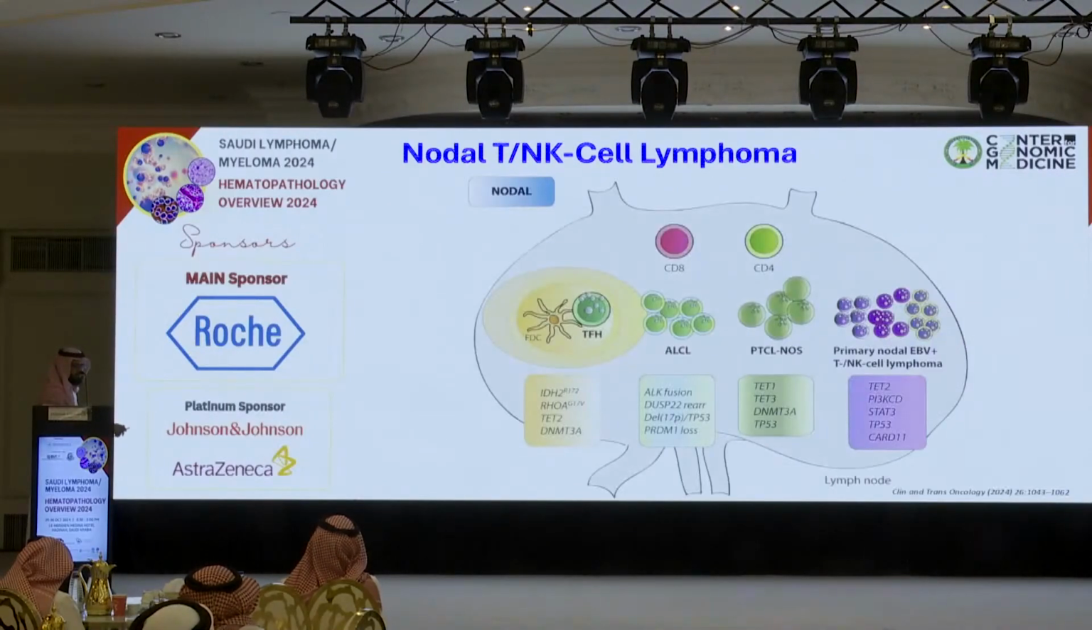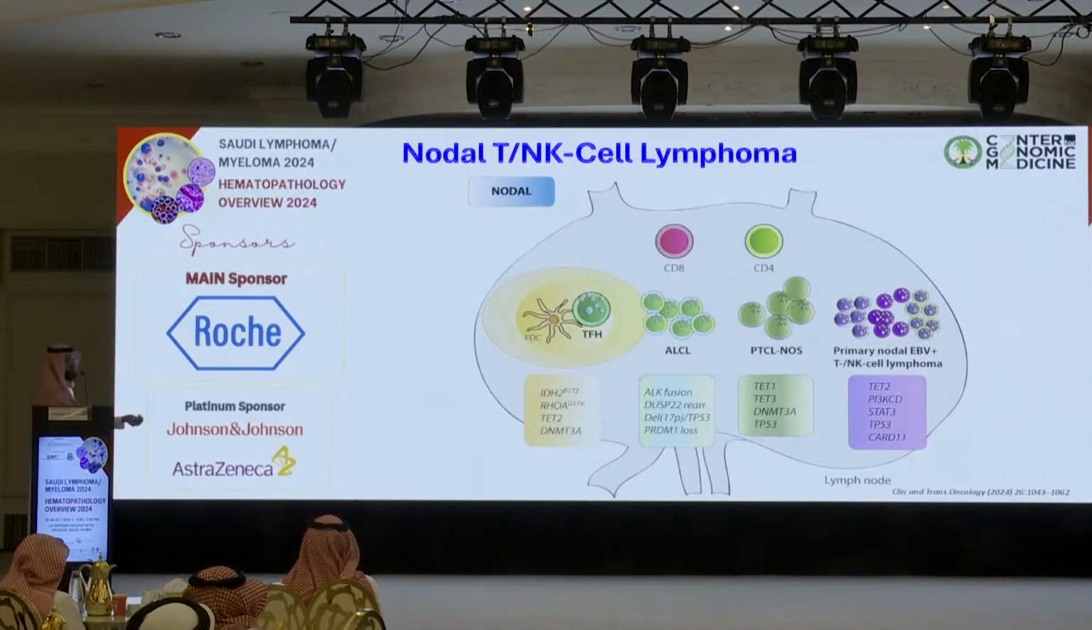So this is a summary of the nodal T and NK cell lymphoma. We described the T follicular helper cells with specific mutations IDH2, RHOA, and TET2, DNMT3A. Then we described ALCL. We described the PTCL with some mutations, and we described the primary nodal EBV positive T/NK cell lymphoma.